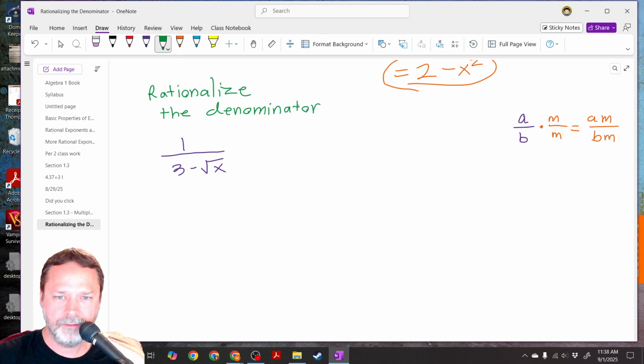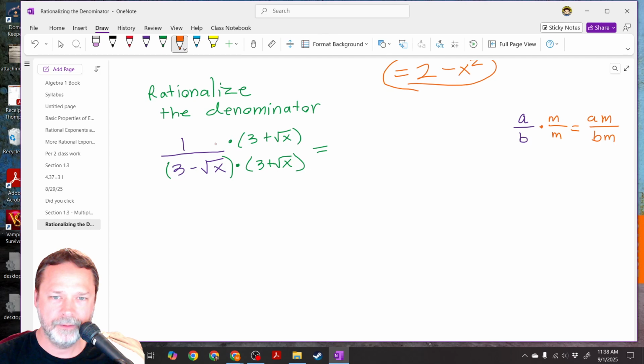So I'm going to do that. What's the conjugate of 3 minus root x? It is 3 plus root x. So whatever I do to the bottom, I must do to the top. We're talking about fractions, so if I don't want to change its value, just the way it looks. And what shall we get when we do this? We will get, well, 1 times anything is that. So we get 3 plus root x at the top. And in the denominator, we're going to get the first term squared, so 3 squared, minus the second one squared, which is going to be our root x squared.